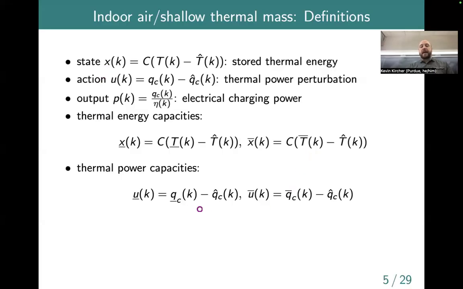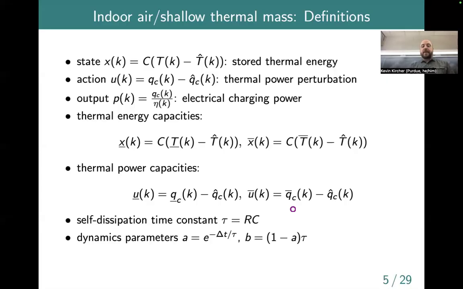And then we have thermal power capacities, Qmin and Qmax, related to the capacities of the heating or cooling system. We again have a self-dissipation time constant, but for the thermal mass of a building, say a house, R might be on the order of 2 to 3 and C might be on the order of 2 to 3. So this might be about 6 hours, compared to the 1,000 or 1,500 hours we might have for electrochemical energy storage. So it's a lossier battery in that sense.